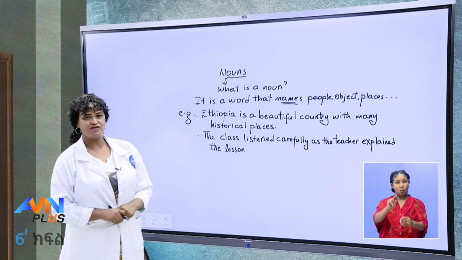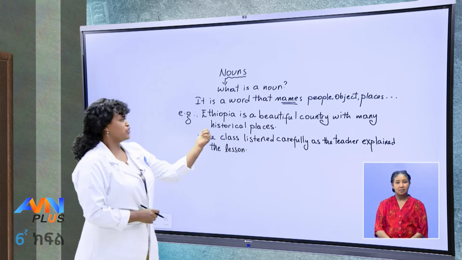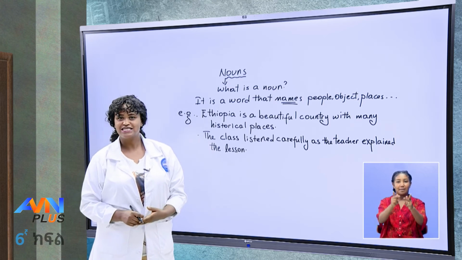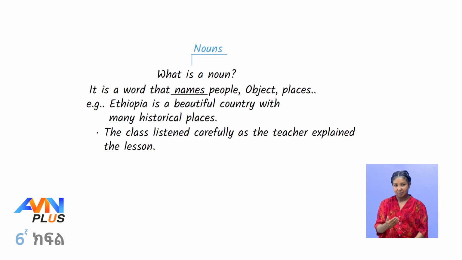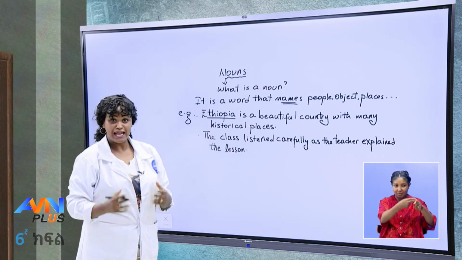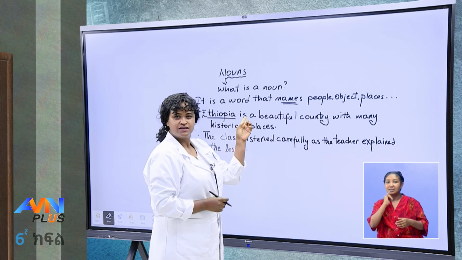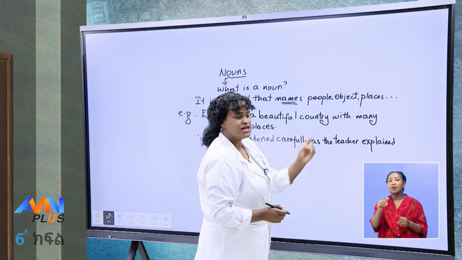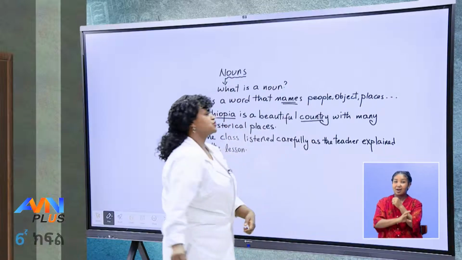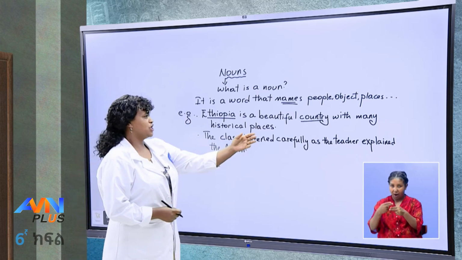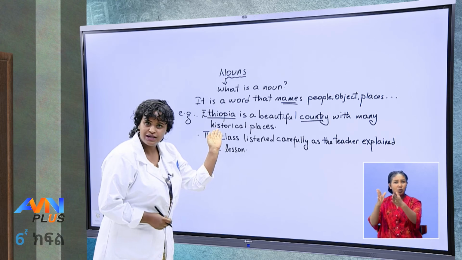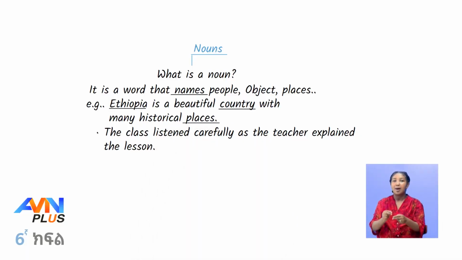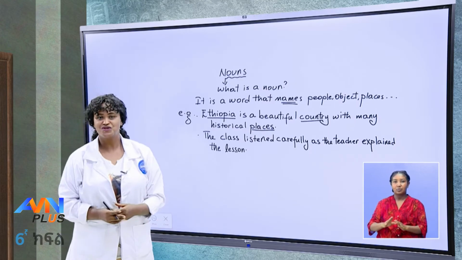Okay, 1 minute is over. Let's come here. Ethiopia is a beautiful country with many historical places. Yes? Good. Somebody said Ethiopia. Ethiopia is what? A noun. Very good. Is it a noun or beautiful? No. Okay. Country. Very good. Country is also a noun. Good. Let's go. With many historical. Historical. Is it a noun? No, it's an adjective. So, which one is the noun? Places. Good. Very good. Let's come to the next one.